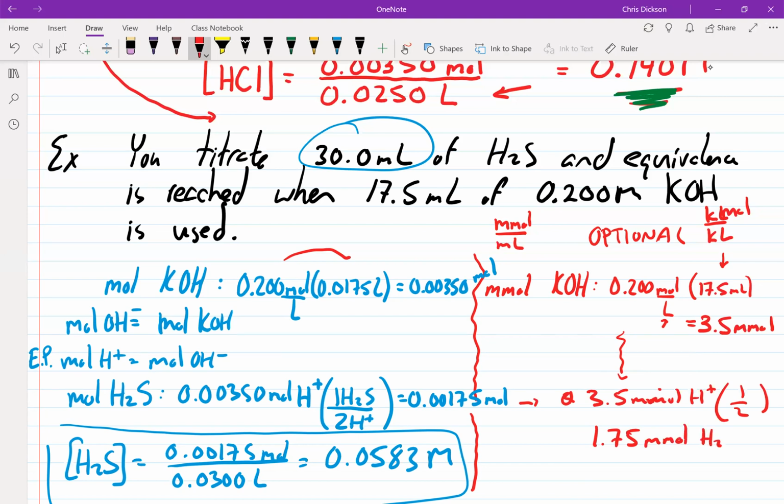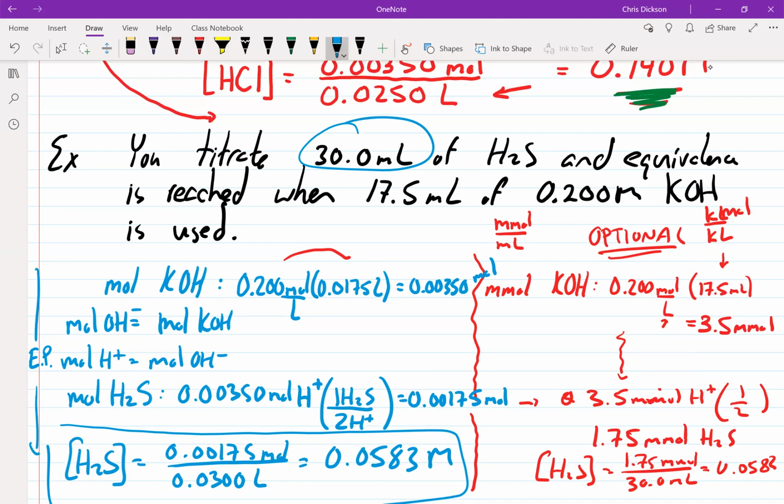of H2S. And now if I want to find the concentration of the H2S, I just got to remember that because I'm working in millimoles, 1.75 millimoles, I would now divide it by 30 milliliters. And then you get the same number at the end here. So I'm just going to say optional here. You don't need to do it that way. I just find that some students, when they go to university, that's kind of what they see. So if you want to work in those units, you can. But I think a lot of students would be more comfortable just using this approach here, which I totally understand.